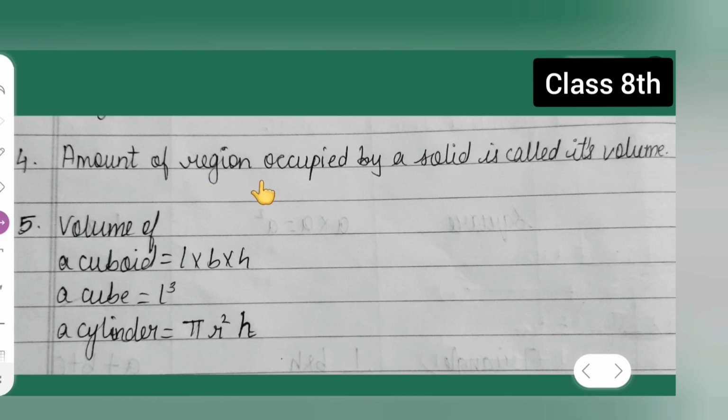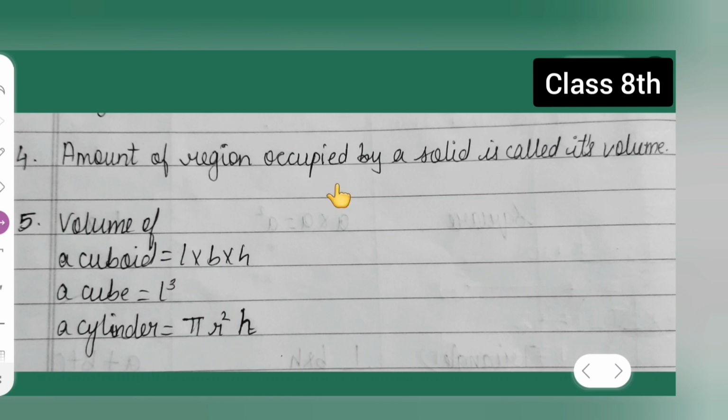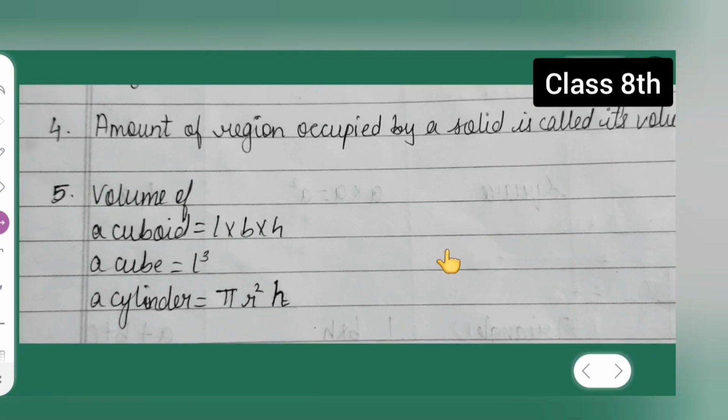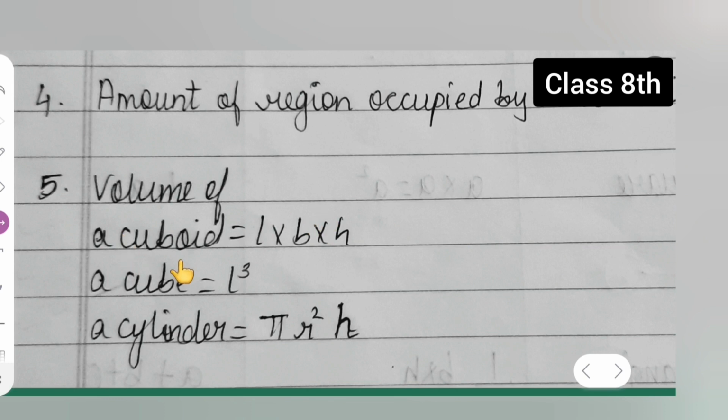Fourth one is: the amount of region occupied by a solid is called its volume. Now, volume of a cuboid. Let us see the volume of a cuboid. You all have taken down this fourth one, and then I will be explaining all about the fifth one. That is the volume of a cuboid: length into breadth into height.